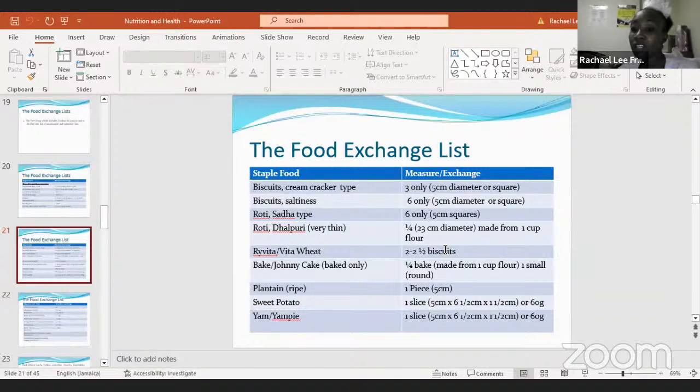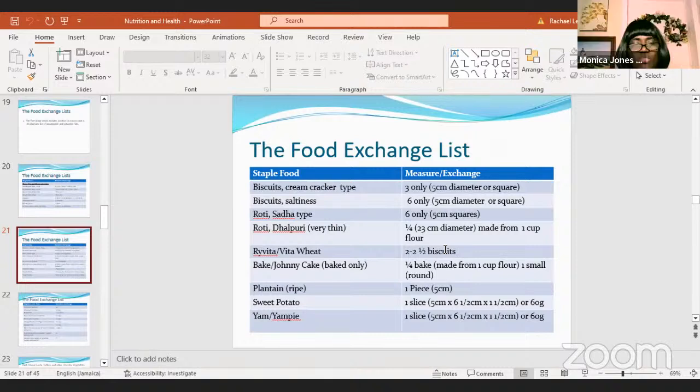All right, your Johnny cake, which we know has the bulla, it says a quarter cake, and that is also made from 1 cup of flour, and that's a small one. Your ripe plantain, you only need 1 piece. So when we're having 6, 7, 8 plantains, you can actually use a ruler as a guide. If you cut the plantain small, you can have about 2 pieces, if you're measuring it in centimeters.